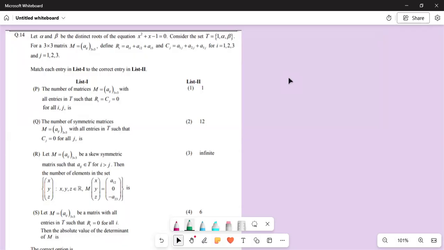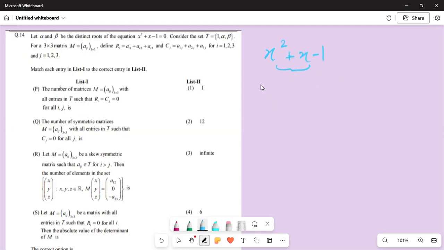In this video, we'll be discussing a question of JEE Advanced 2024. So the question is of matrices and determinants. The question says that you have an equation x squared plus x minus 1, which is a quadratic equation, and alpha and beta are the two distinct roots of this equation. So first let us know the values of alpha and beta.